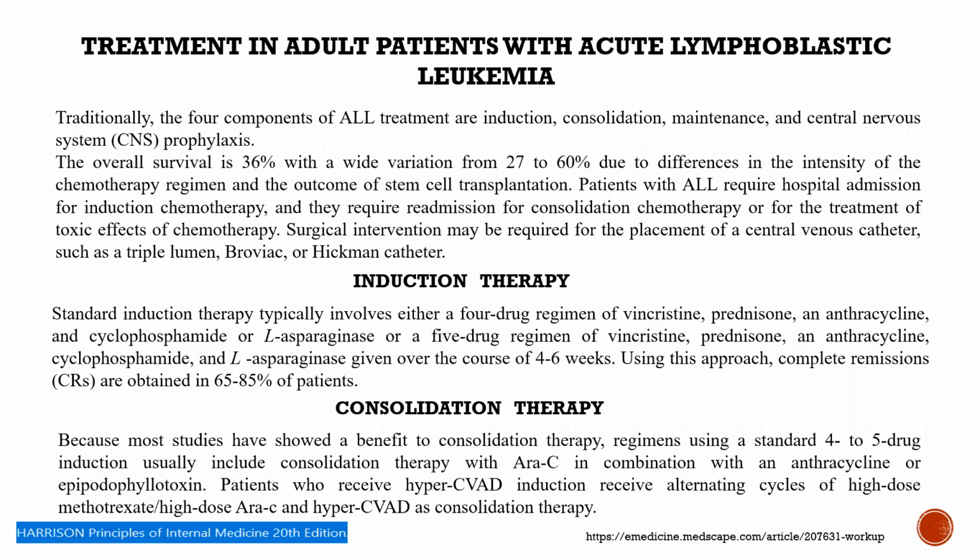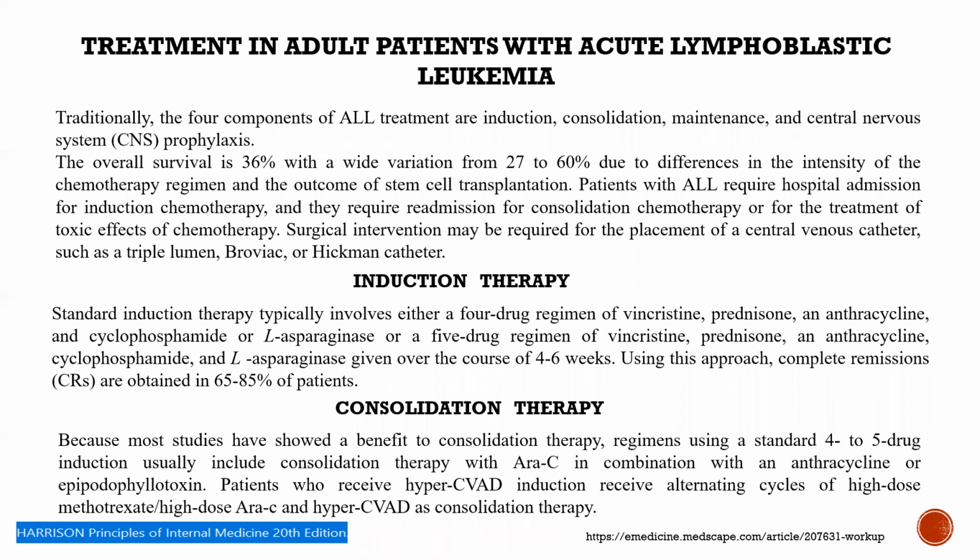Traditionally, the four components of the treatment are induction, consolidation, maintenance, and central nervous system prophylaxis. The overall survival is 34% with a wide variation up to 60%, and the lowest one is 27% due to differences in the intensity of the chemotherapy regimen and the outcome of the stem cell transplantation. Patients require hospital admission for induction therapy, and they require readmission for consolidation chemotherapy or for the treatment of the toxic effects of chemotherapy. Surgical intervention may be required for the placement of the central venous catheter, such as triple lumen, Broviac, or Hickman catheter.